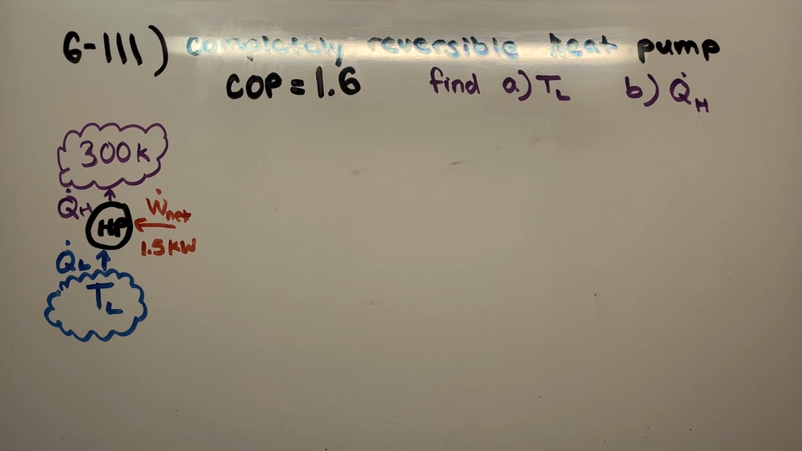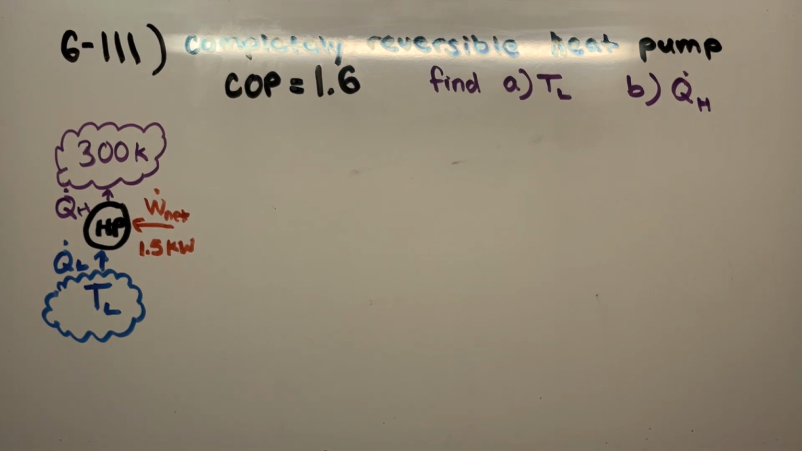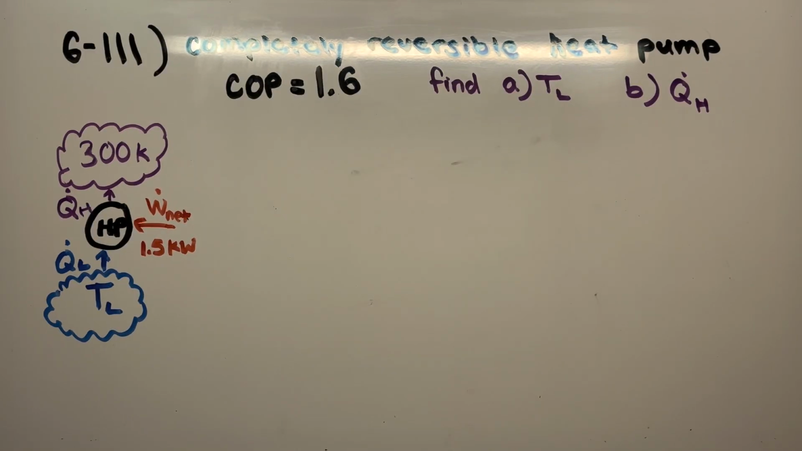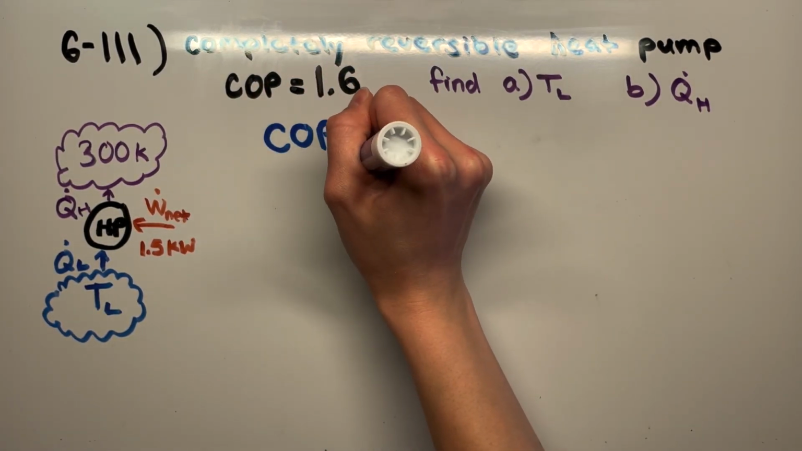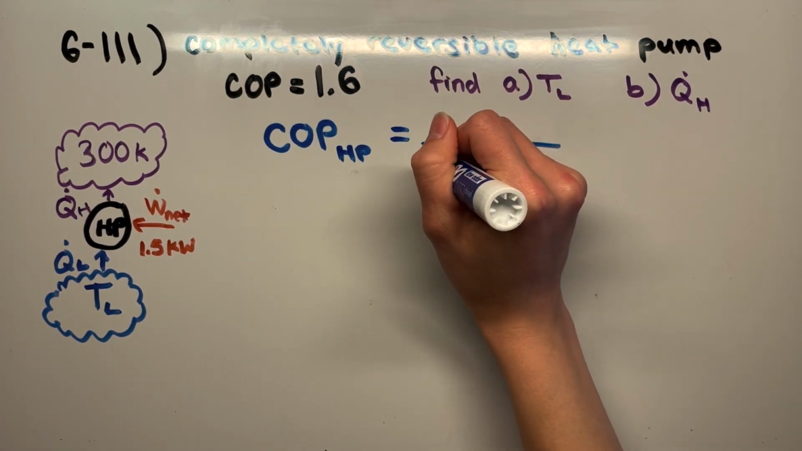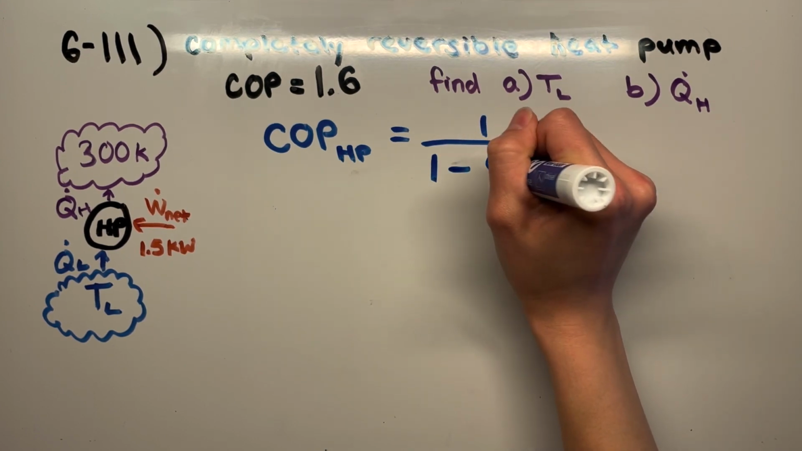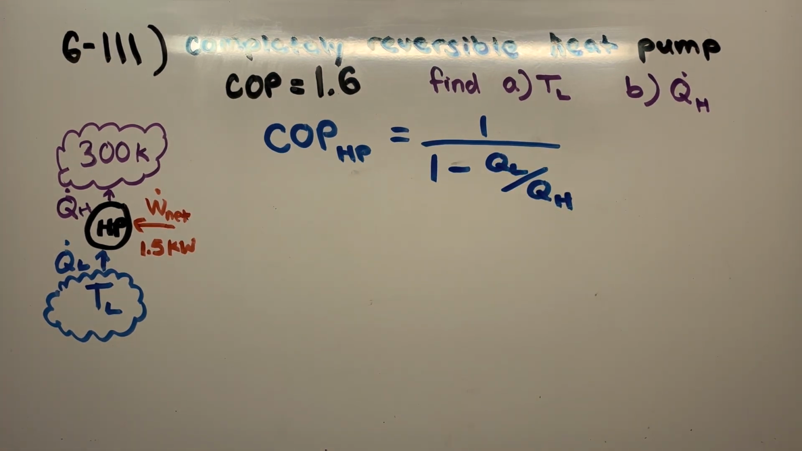The main equation that we have, I'll write this in blue, is that the COP of the heat pump is equal to 1 divided by 1 minus QL over QH. That is an equation that is super important to know. It is on page 280 of the textbook, if you want to reference that.